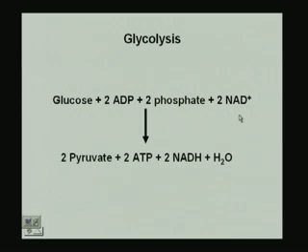This is the overall reaction. We have glucose plus 2 ADP plus 2 Pi, that is phosphate, plus 2 NAD+ going to 2 pyruvate plus 2 ATP. So, you are generating ATP here also, plus 2 NADH plus H2O. Okay? So, we are going to look at each of these steps and see how you have ATP consumption, ATP production, and finally, we are going to take an account of where we are using ATP, where we are producing ATP. Okay?